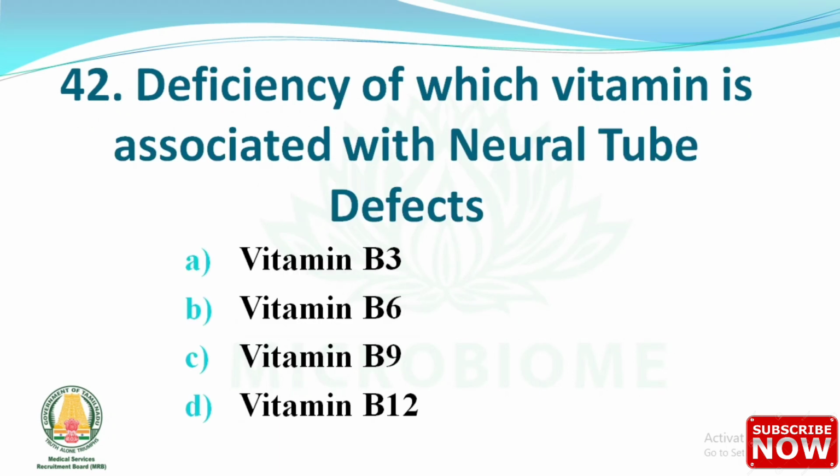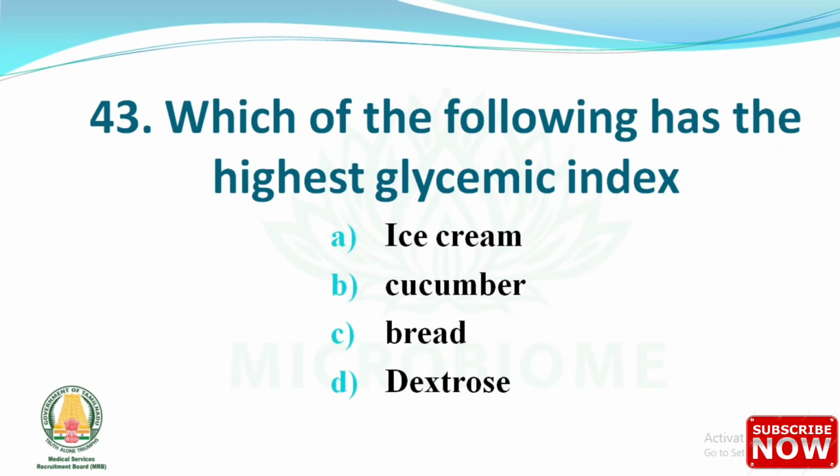And next, deficiency of which vitamin is associated with neural tube defects? The options, vitamin B3, vitamin B6, vitamin B9, vitamin B12. The right answer, option C, vitamin B9. And next, which of the following has the highest glycemic index? The options, ice cream, cucumber, bread, dextrose. The right answer, option D, dextrose.